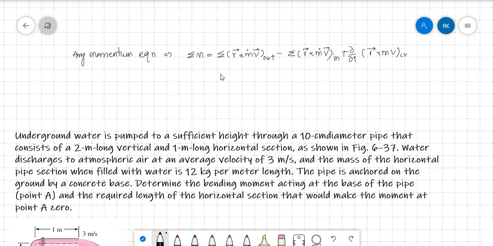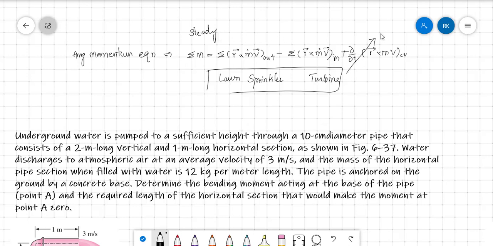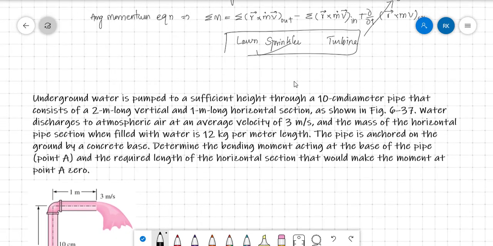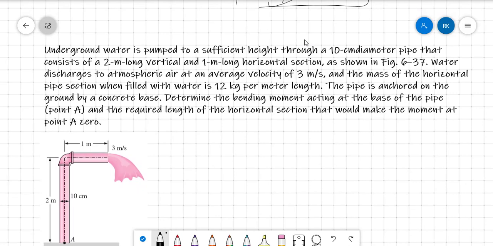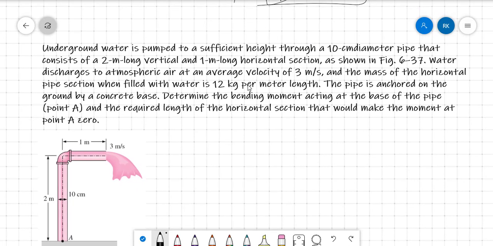Some special cases are there, such as lawn sprinkler, turbine. In these cases we use steady flow angular momentum equation. So in this, dou by dou t of this rate of change of momentum is 0, since it is a steady flow. So we'll understand this lawn sprinkler one, because this is important for GATE and DSC. So in order to understand that, let us see this example first, and then we will move to lawn sprinkler.